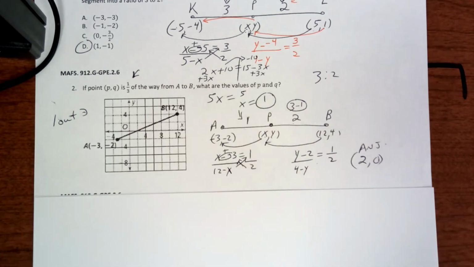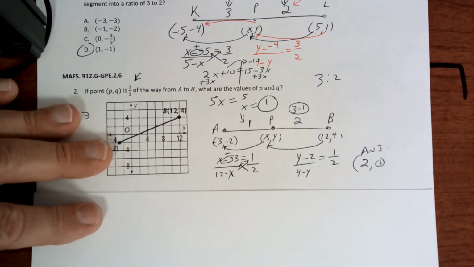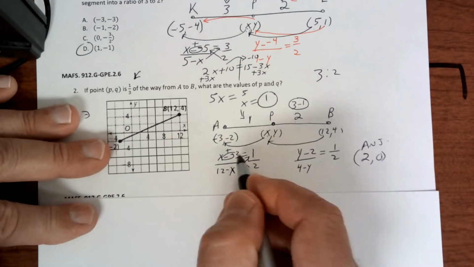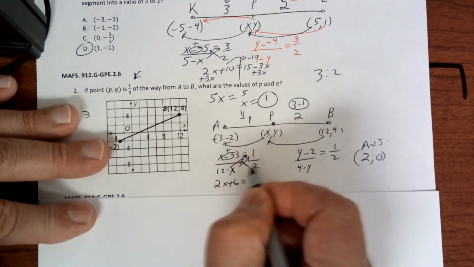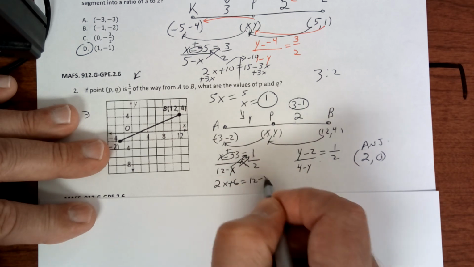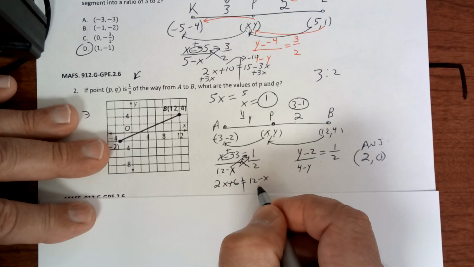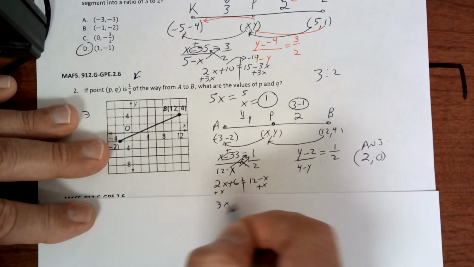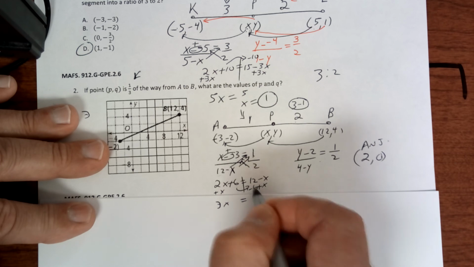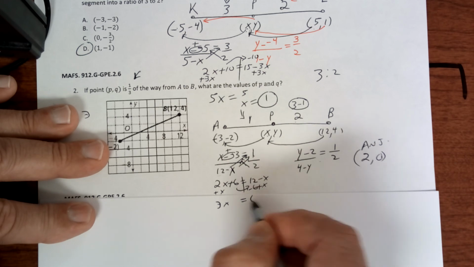I'll do this one right here. So that's going to be 2x plus 6 is equal to 1 times both of that, which is 12 minus x. Once you get to that point, you're going to add x to both sides, and you're going to get 3x. You're going to subtract 6 from the 12 and get 6, and you're going to get x equals 2. And that's what we have right here.